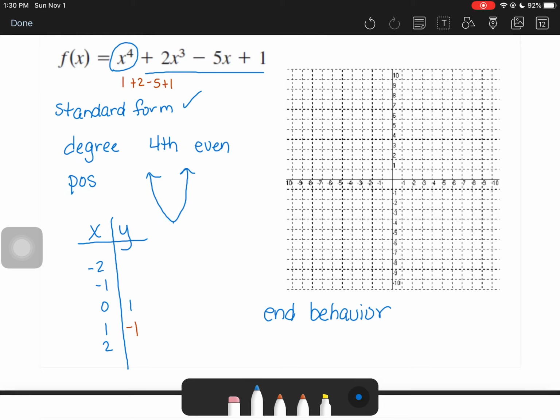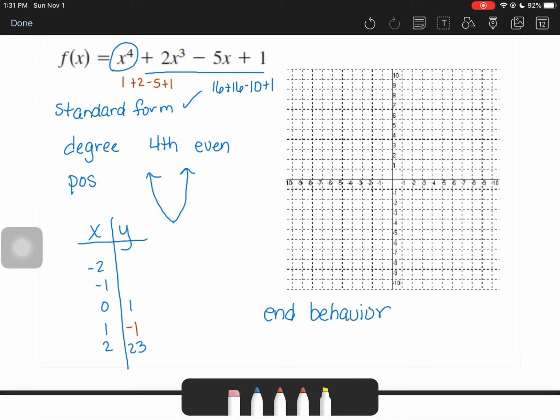Let's plug in a 2. 2 to the 4th. 2 times 2 is 4. Times 2 is 8. Times 2 we have 16. 2 cubed is 8 times 2 is 16. Minus 5 times 2 is 10 plus 1. So we have 16 and 16 is 32. 32 minus 10 is 22. This would be 23. All right, let's plug in a -1.